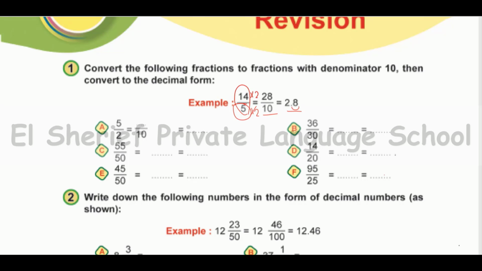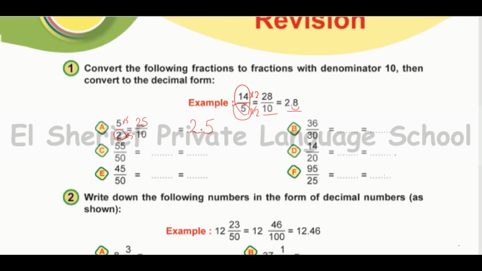Next, 5 over 2 equals, here in the denominator 2. 2 becomes 10, we multiply by 5. So we multiply the numerator by 5. 5 times 5 equals 25. Then convert it to the decimal form. Put 25 as it. Then count. We have only 1 zero, so put the decimal point after one digit.